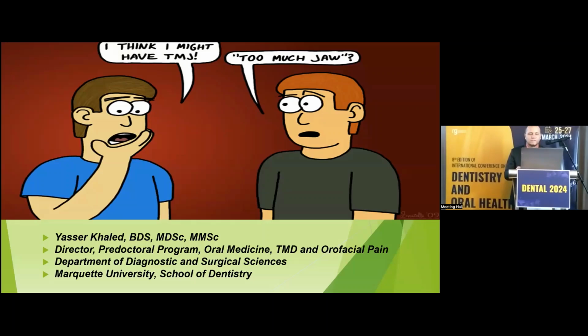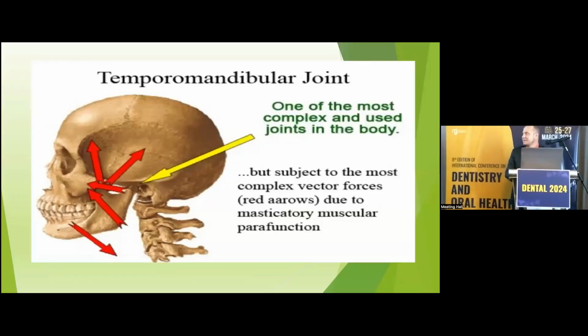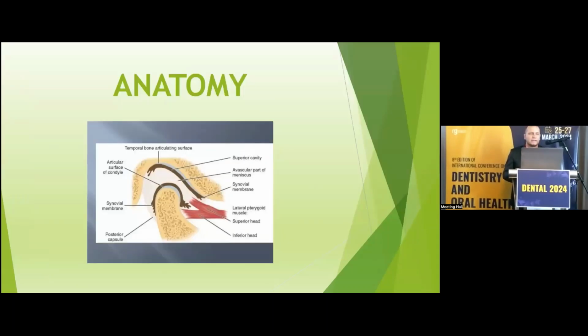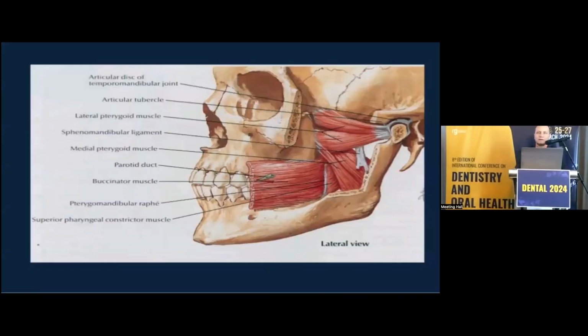So I'm just going to start with the normal anatomy of the temporomandibular joint. It is one of the most complex and used joints in the body. It is subject to complex vector forces due to masticatory muscular parafunctional habits. For the anatomy, I'm not going to go into details. I'm sure most of us, if not all, know exactly what the anatomy of the TMJ is and what the different ligaments and muscles are that surround the TMJ.